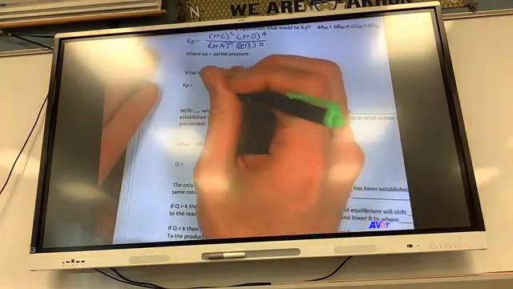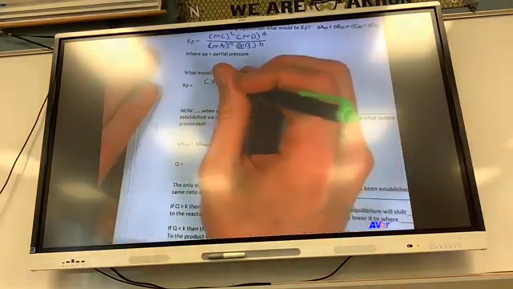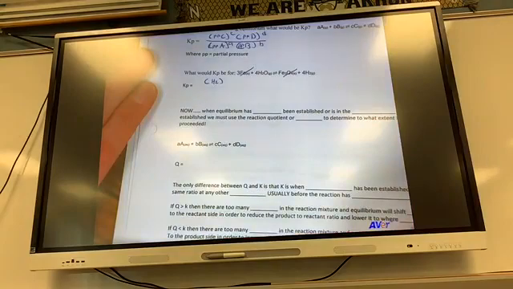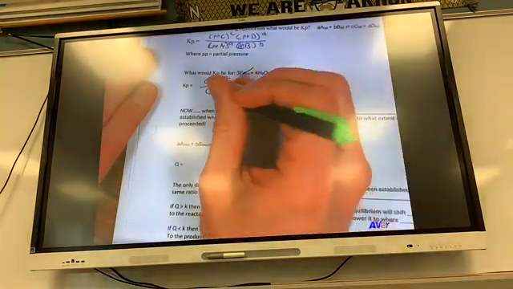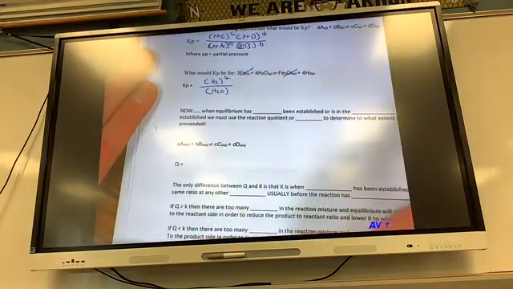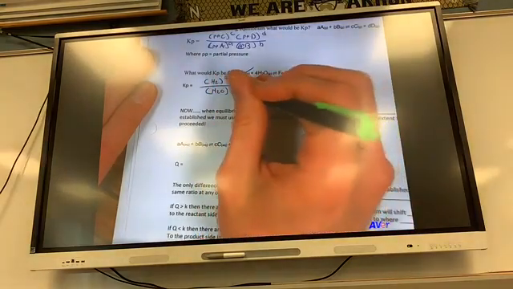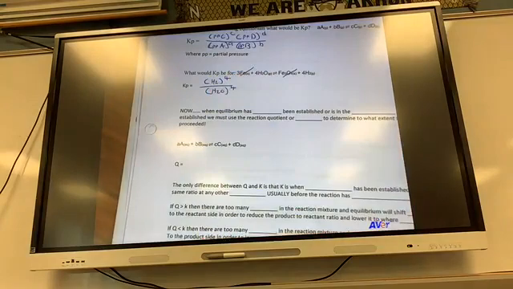It's going to be parentheses H2 to the what? Fourth, over parentheses H2O to the what? To the fourth. I know, it's hard not to write brackets. So watch out for solids or pure liquids. They are not part of the equilibrium expression.